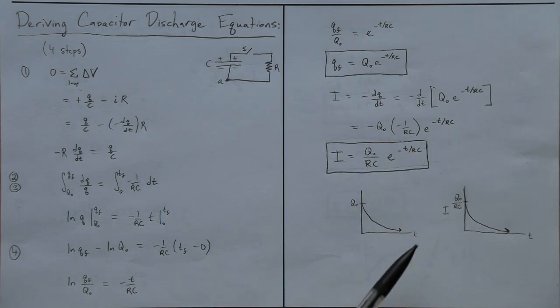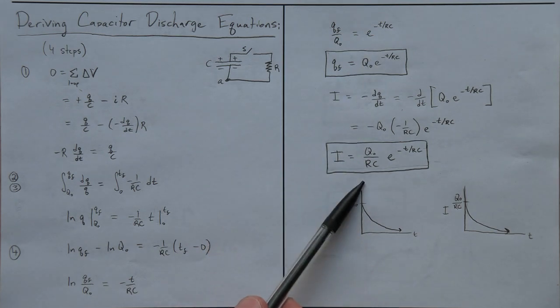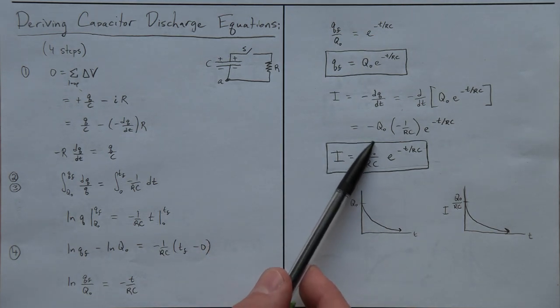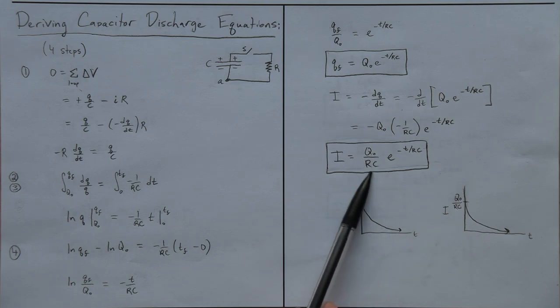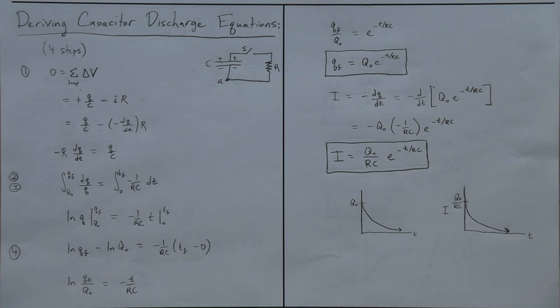So the charge begins at Q0 and decays down. And the current starts at Q0 over RC and decays down. Remember the time constant RC is actually in seconds, so we have coulombs per second here. So that's it, okay? 4 steps: set up the differential equation, separate the variables, integrate both sides, plug in the limits, and solve.